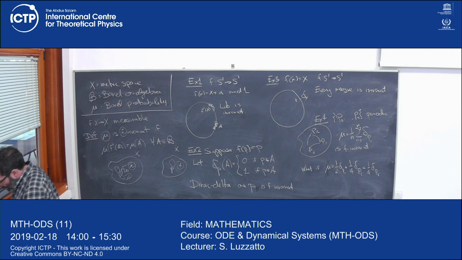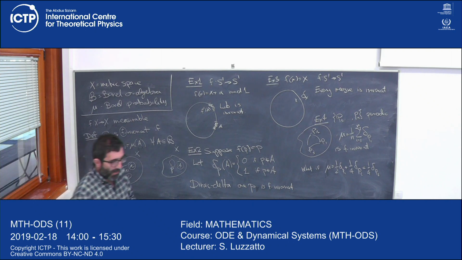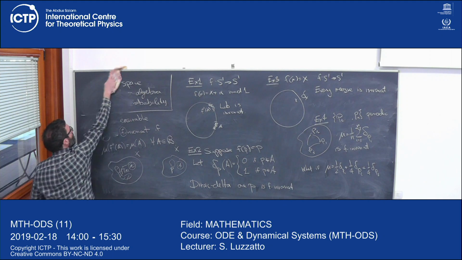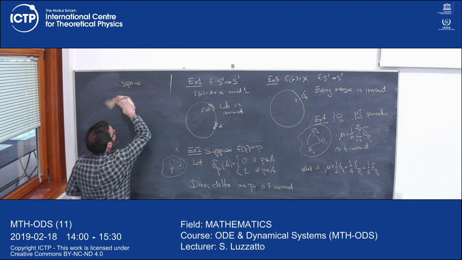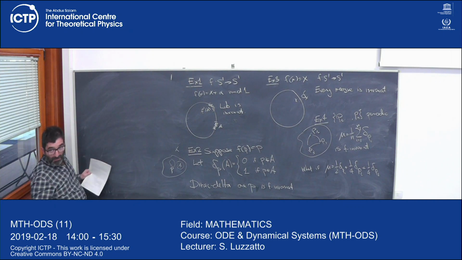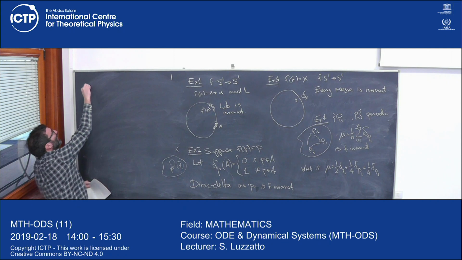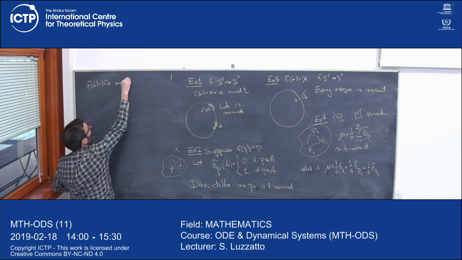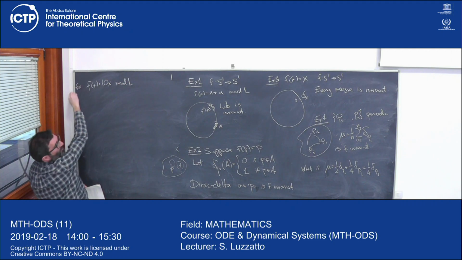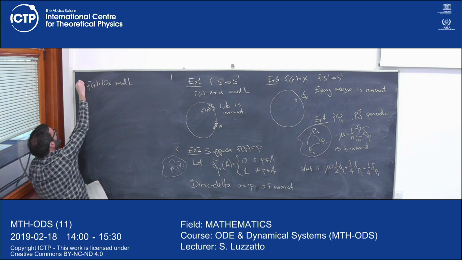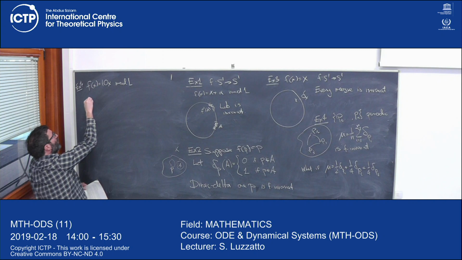So let's see if there's any other relevant example. I was forgetting the best, which is our favorite example. What's our favorite map? F(x) equals 10x mod 1. Example 4.5.